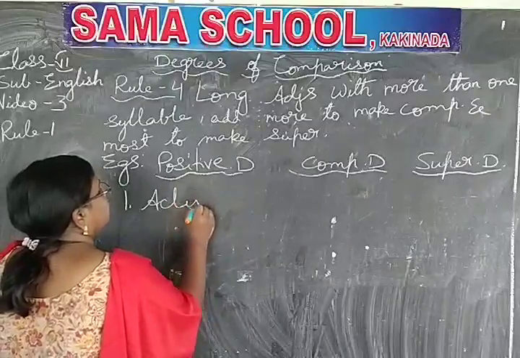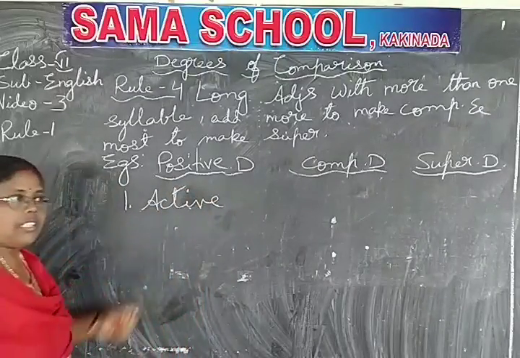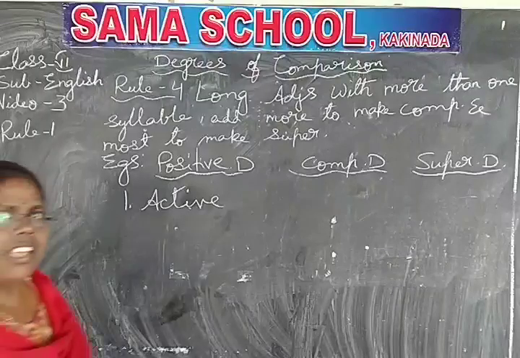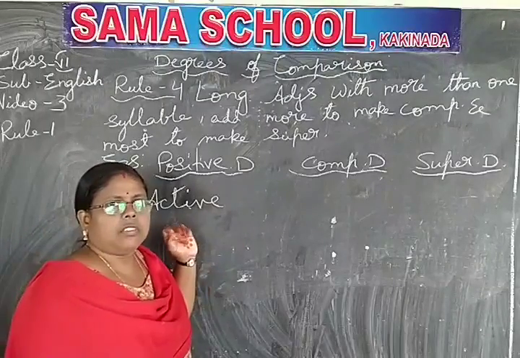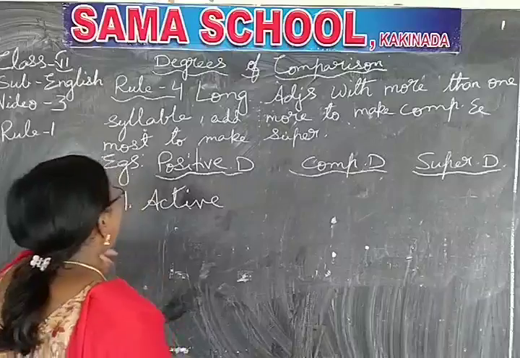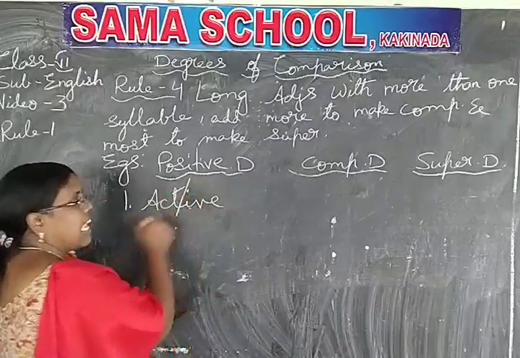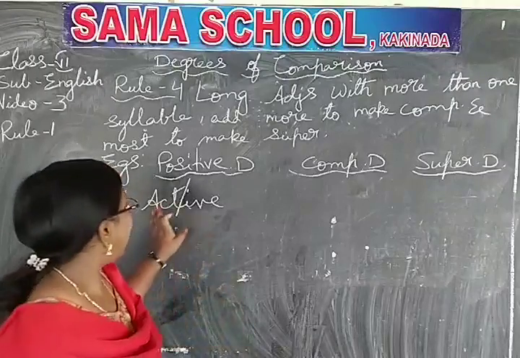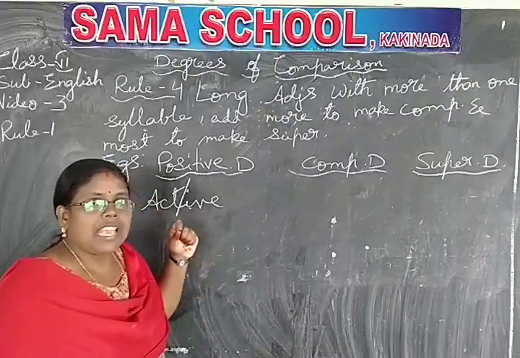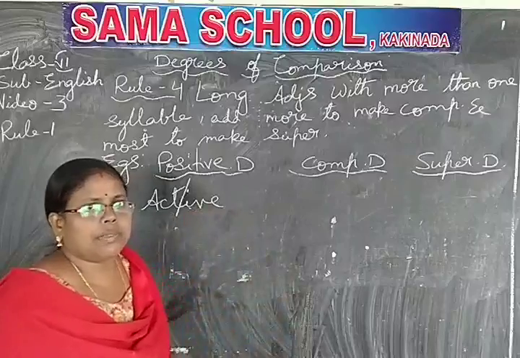Sorry, A-C-T-I-V-E. Active. Okay, this is an adjective. How many syllables are there? Try to divide it: act plus if. Act, if. Act plus if. Active. Isn't it? There are 2 syllables.